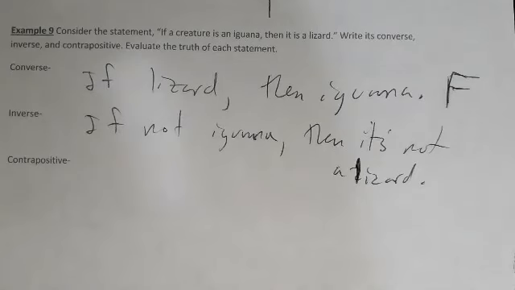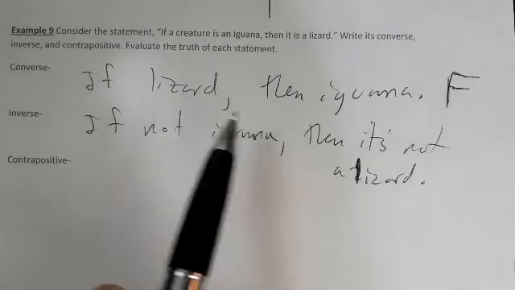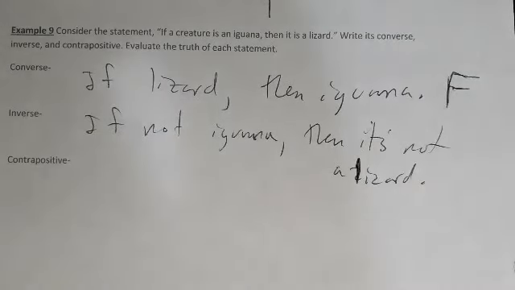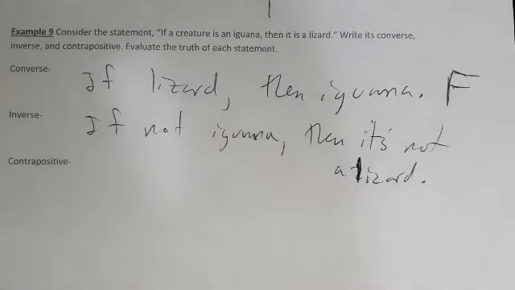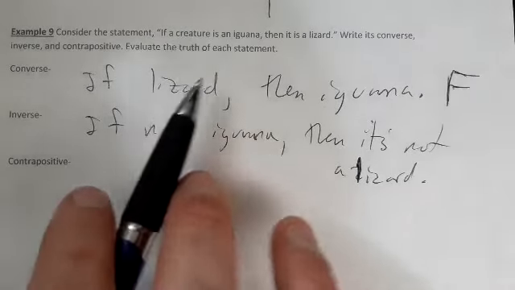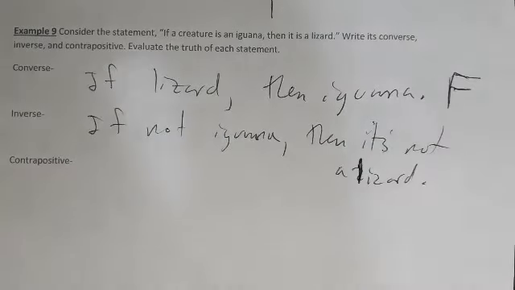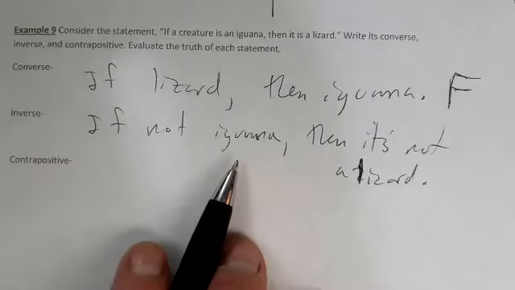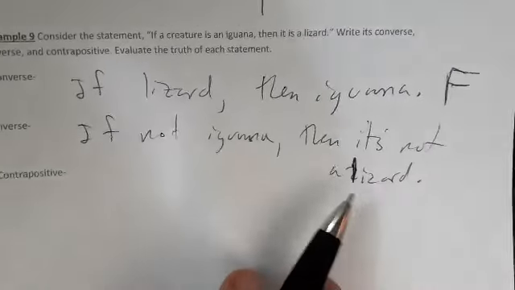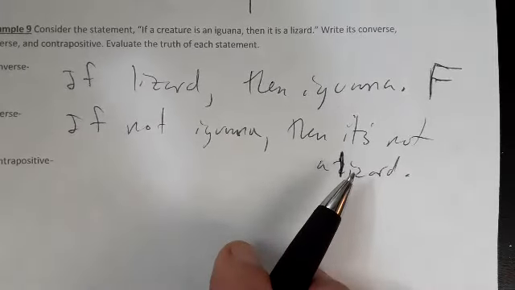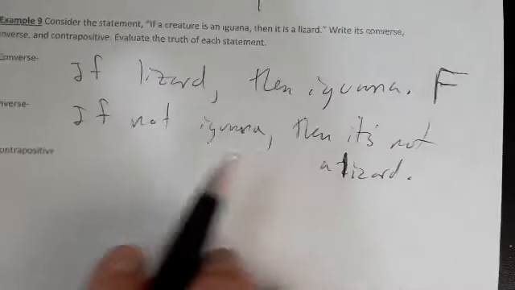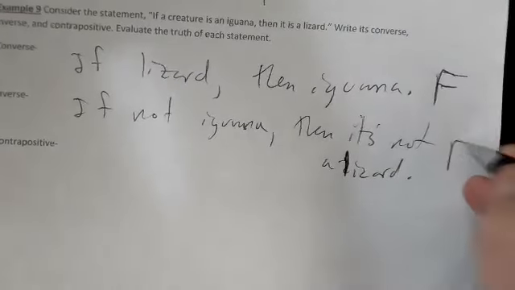Is that true? If we think about this, if it's a lizard, then it's an iguana, that's not true because there are other lizards that aren't iguanas. So, if it's not an iguana, then it's not a lizard. Well, that's not true either. Let's think of a bearded dragon, to give you a solid example. I've got a bearded dragon, it's not an iguana, but it is a lizard. So the original is true, but this is false. Overall, the inverse would have to be false.